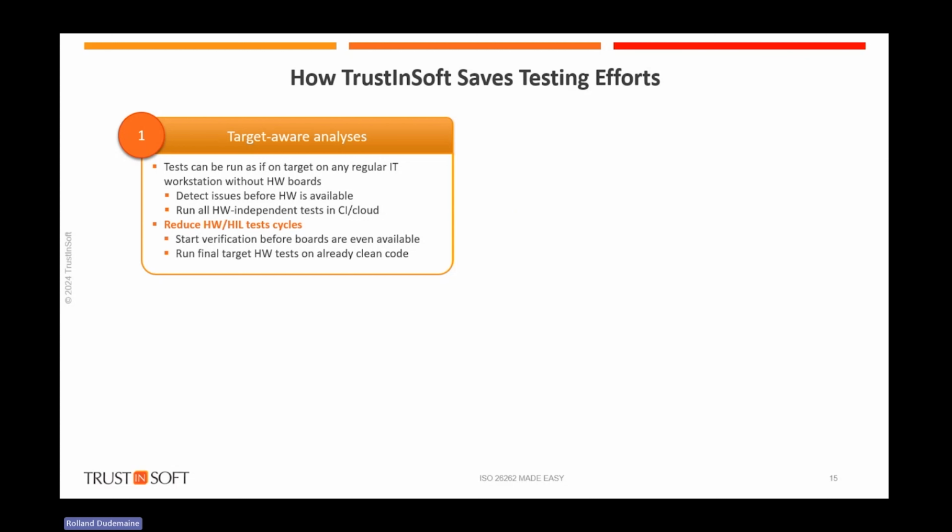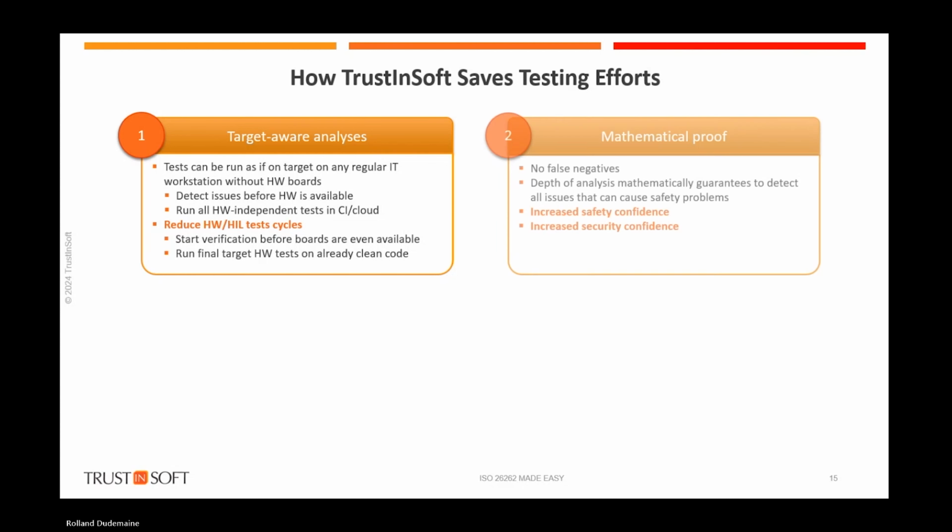Once you have your analysis campaign established, you can actually just duplicate it and change the architecture and run it immediately. Again, because of the foundation of the tool, about the mathematical analysis and the way that it works, there are no false negatives, and the depth of the analysis will lead you, once the analysis is configured correctly, to detect all of the issues that are in your code, and that helps with increased safety and security confidence.